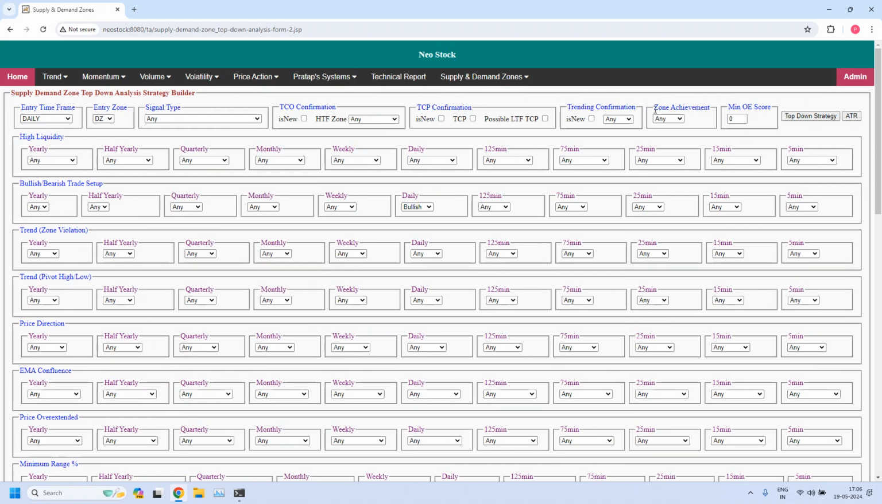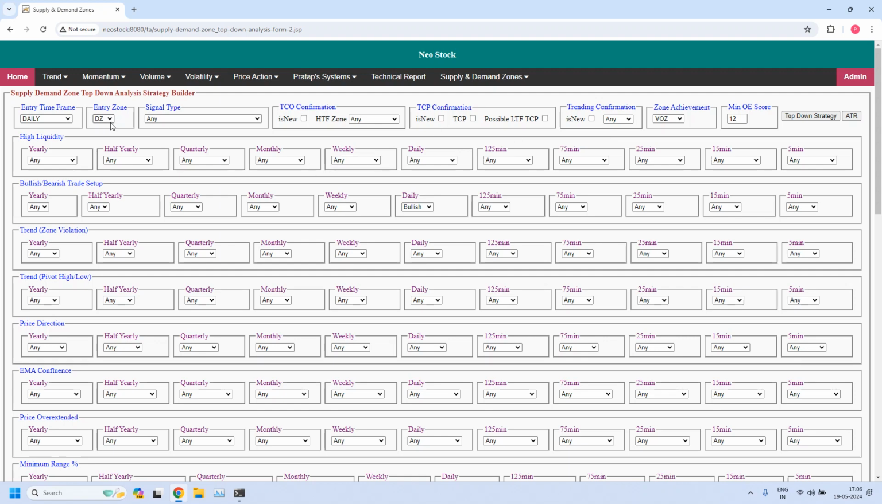And the second parameter, zone achievement, should always be a violated opposing zone, VOZ. And a minimum order enhancer score should be 12 for bullish or bearish trade setups. All three filters, the pierced count, zone achievement and minimum order enhancer score, will be applied only to the entry zone, that is demand zone, in daily time frame. So that means these filters will be applied only to the daily demand zone. You have to remember this point.